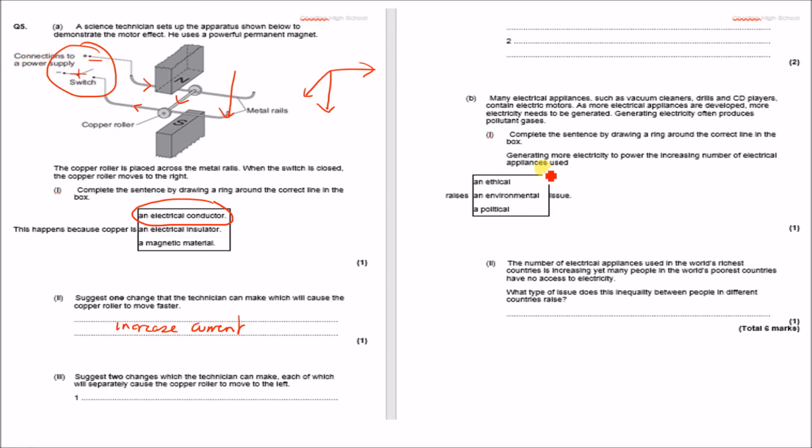Right, the next question says, generating more electricity to power the increasing number of electrical appliances raises an environmental issue. The number of electrical appliances used in the world's richest countries is increasing, yet many people in the world's poorest countries have no access to electricity. What type of issue does this inequality between people in different countries raise? Well, that is an ethical issue, so about poverty.